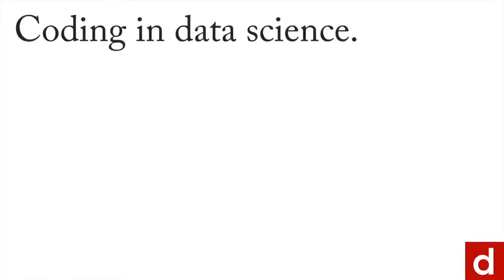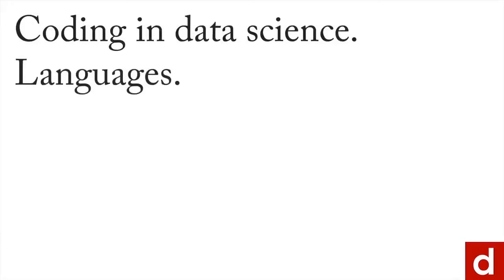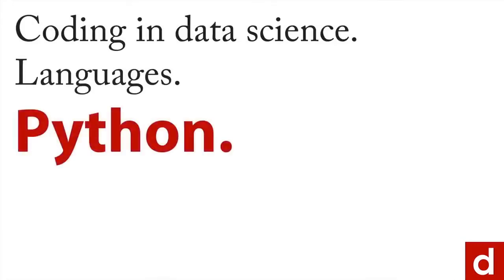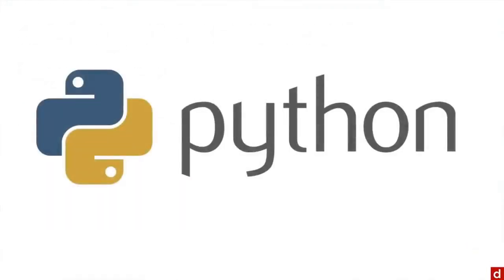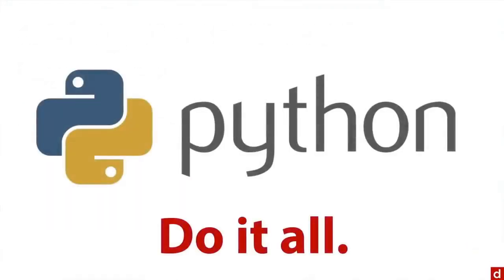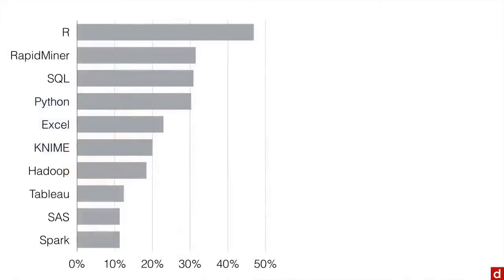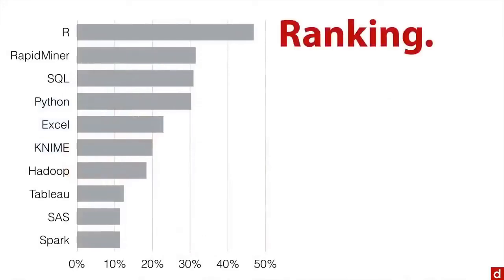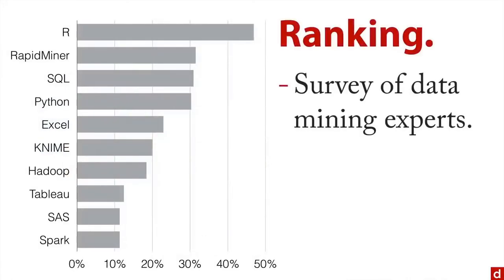When talking about coding in data science and the languages, along with R, we need to talk about Python. Now, Python, the snakes, is a general purpose program that can do it all, and that's its beauty. If we go back to this survey of the software used by data mining experts, you see that Python's there. It's number 3 on the list.